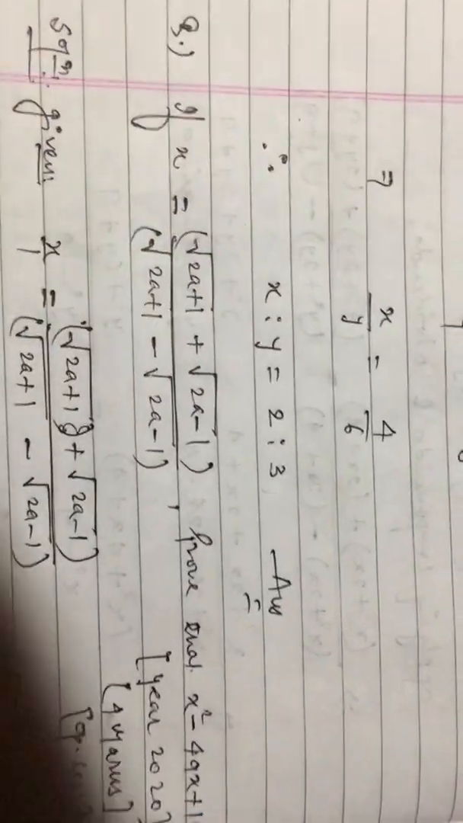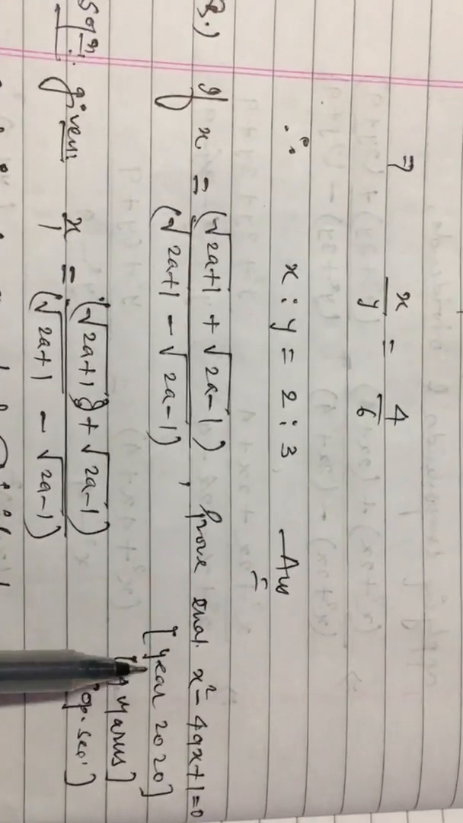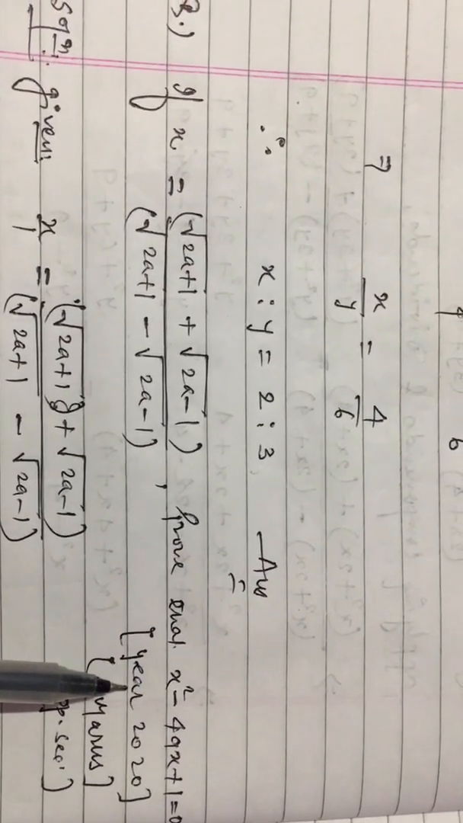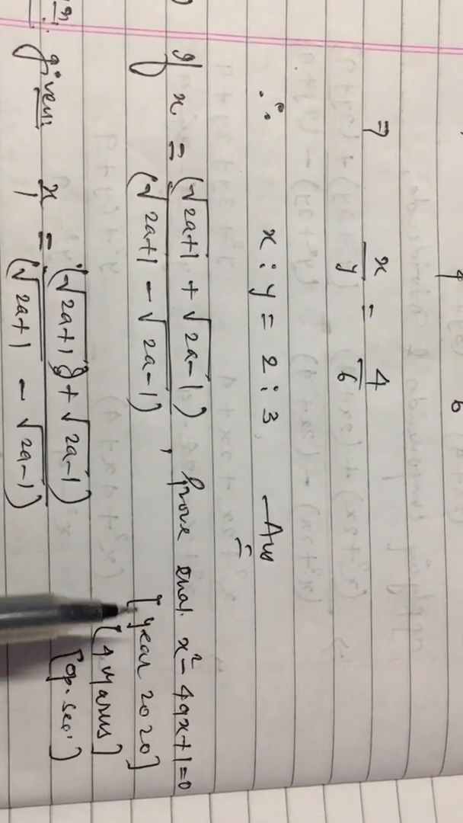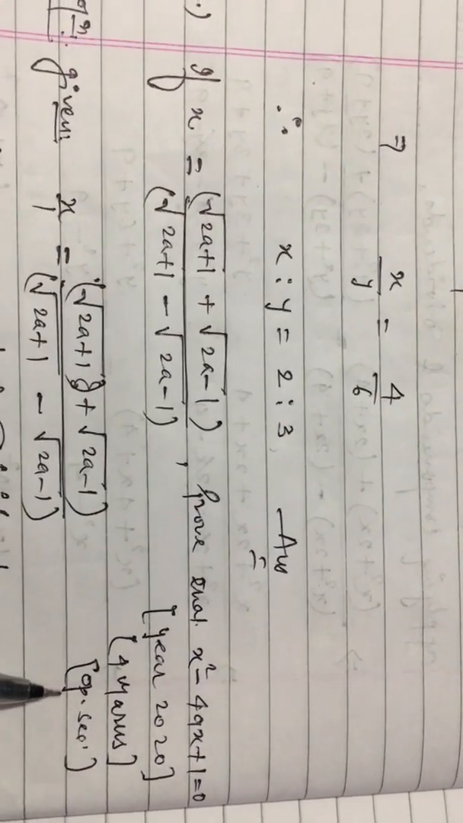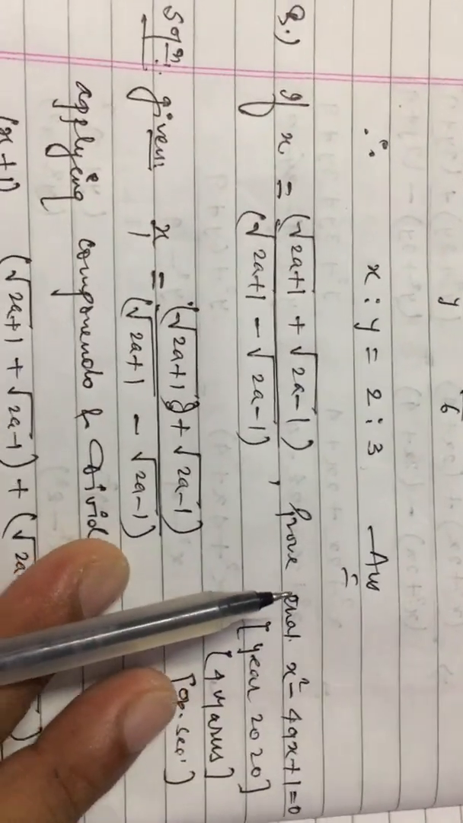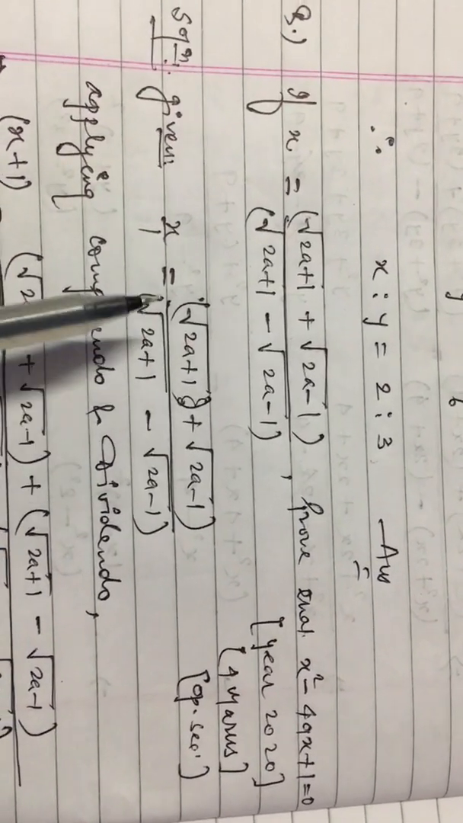Now see the next question. Again, the next question was asked this year. It means this year 2 questions were asked from this chapter. It is a proving question and a finding question. This is for 4 marks. It is again in the optional section. I think this type of question I have solved in the previous videos.